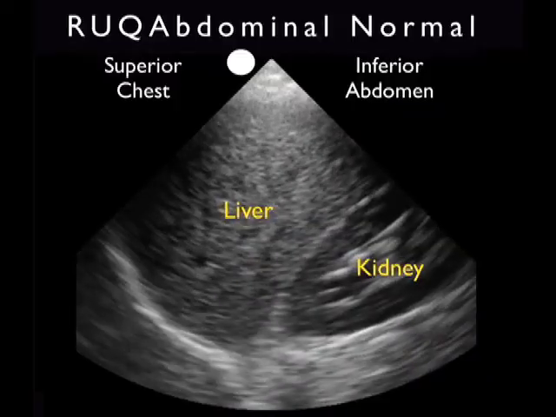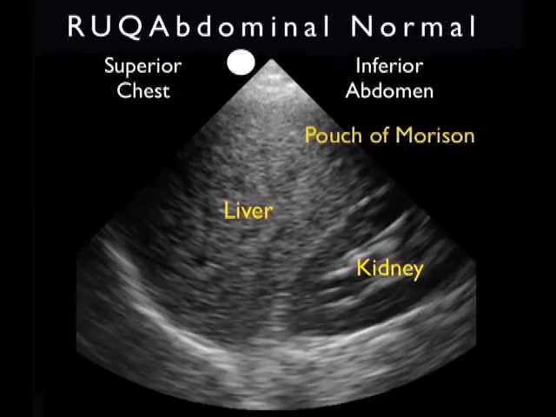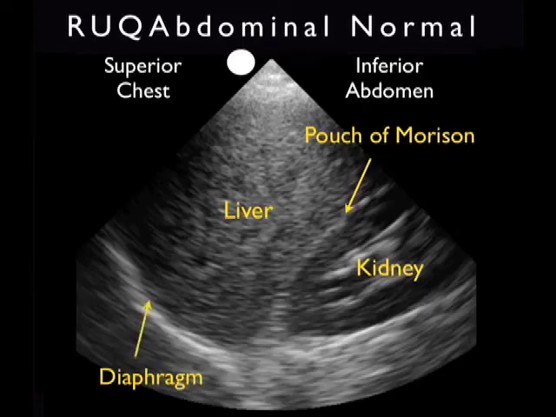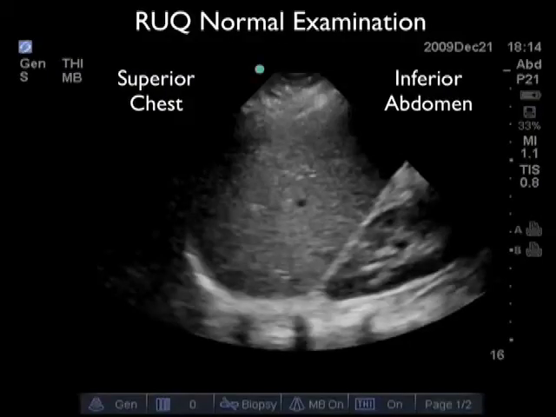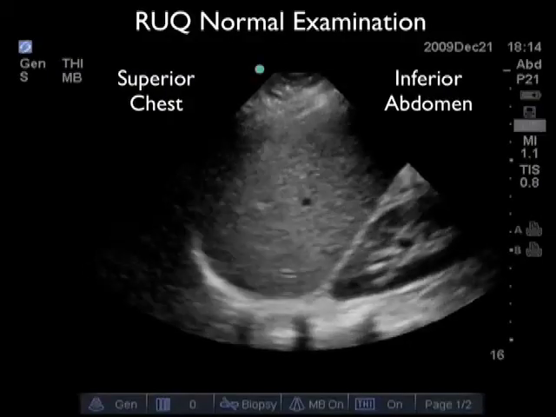Now it's that interface between the liver and kidney that represents a potential space known as Morrison's pouch, where we'll be looking for dark anechoic fluid collections. Note here we see a thin white line making up a normal exam and representing the fat within the capsule around the kidney. Notice to the left of the liver we see the white diaphragm that represents the interface between chest and abdominal cavities.